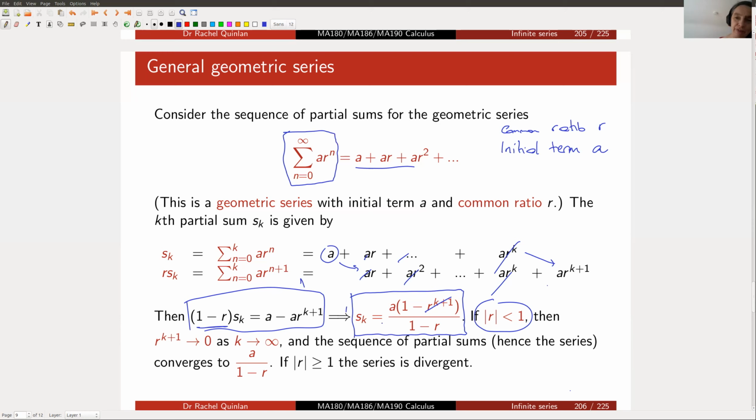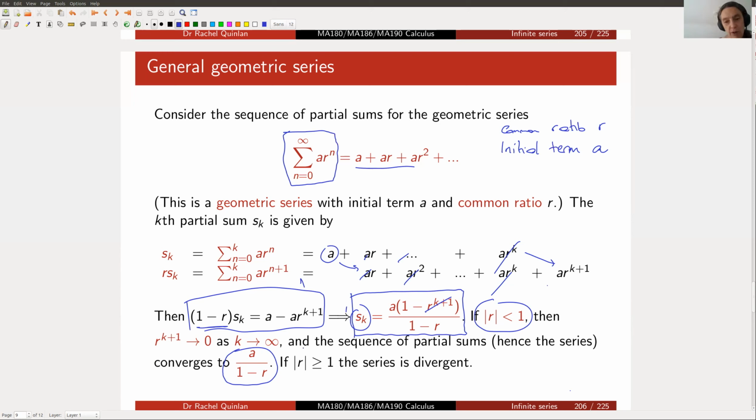So if the absolute value of the common ratio is less than 1, then this sequence of partial sums, and hence the series, converges. What it converges to is the limit of the terms of the sequence of partial sums as K goes to infinity, and that's just A, the initial term, over 1 minus R, 1 minus the common ratio. In our previous example, A was 1 and R was 1/2, so this would be 1 over 1/2, which is 2, which agrees with what we observed.